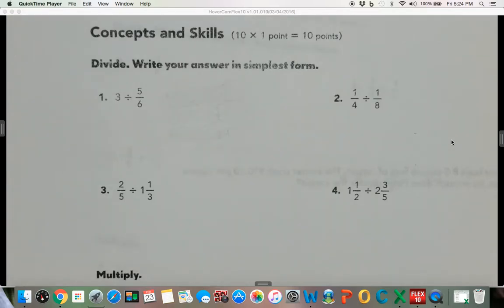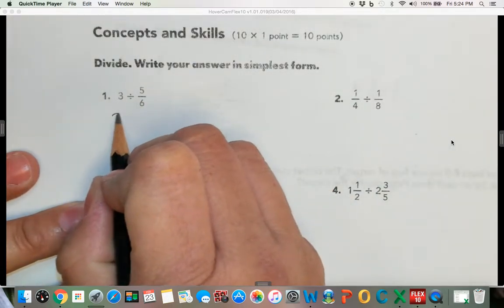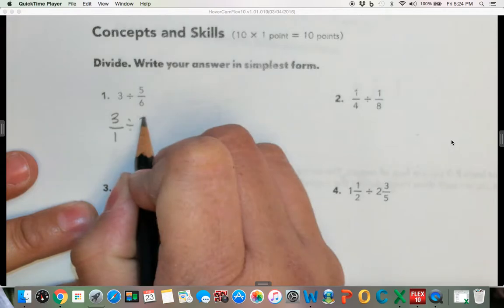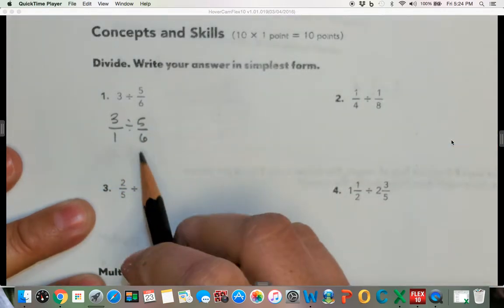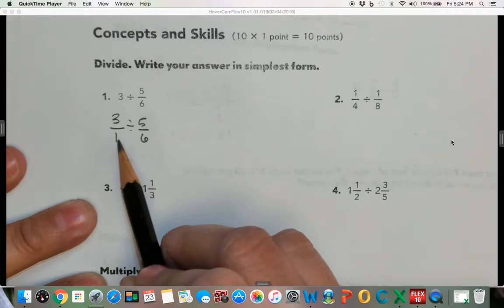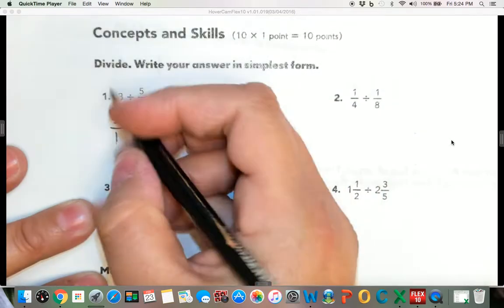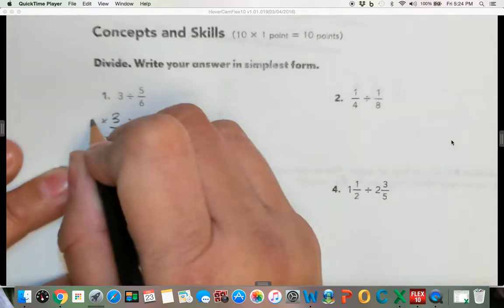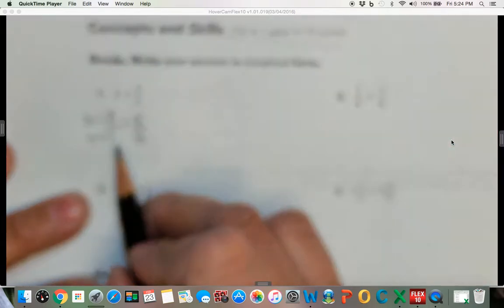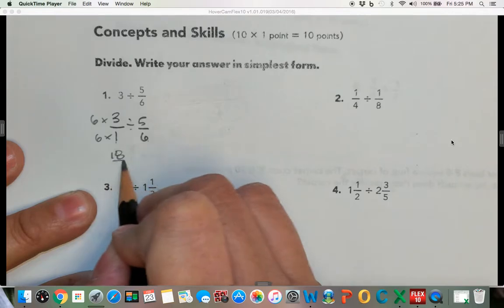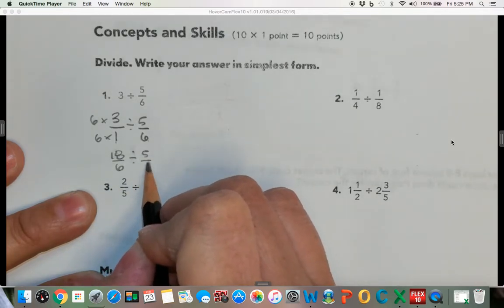And basically what this problem is asking is if I have 3 wholes and they're divided into pieces of 6, how many groups of 5 am I going to have? So I can do it mathematically, and what I'm going to do is make this denominator the same as this in order to divide. So I would multiply this by 6 and multiply this by 6. And that leaves me with my new equation, 18/6 divided by 5/6.